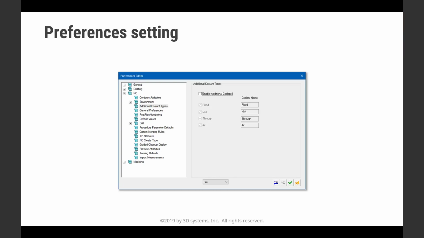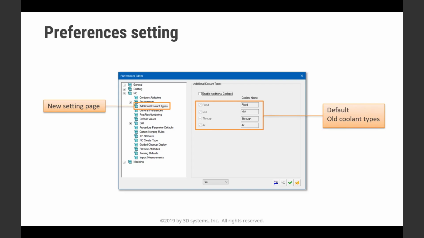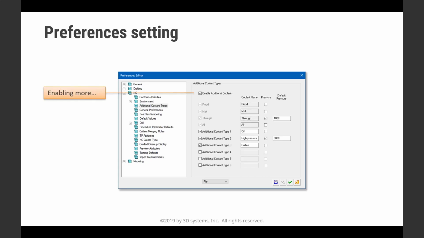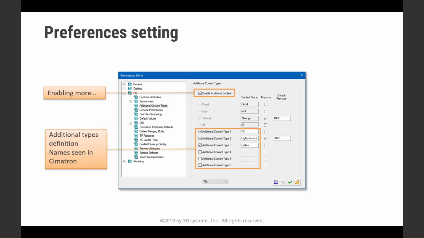In the preferences, we have added a new page called additional coolant types. If enable additional coolant types is not checked, then what we see is the default old coolant types that we have had forever. If it is checked, then there are 6 additional coolant types to choose from.